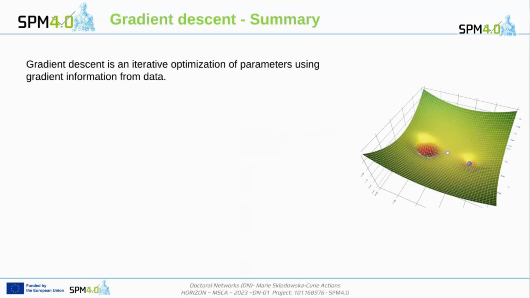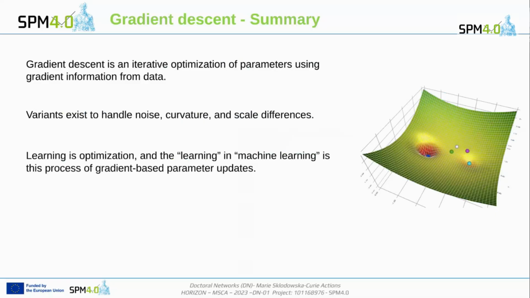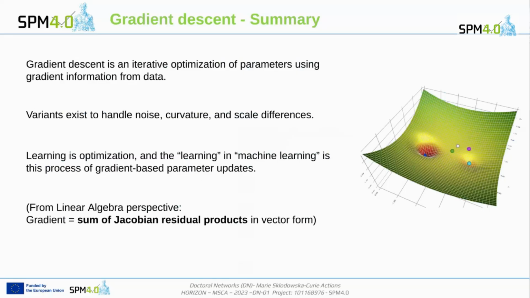Okay, here's a summary of the gradient. It's an iterative optimization of the parameters in the network using gradient information from the data of the batch. There are different variations like Adam, and differences in curvature and scale. Again, learning in machine learning, or I should say deep learning, is just optimizing the network, this process of gradient-based parameter updates. And again, from a linear algebra perspective, the gradient is just the sum of the Jacobian residual products in vector form.